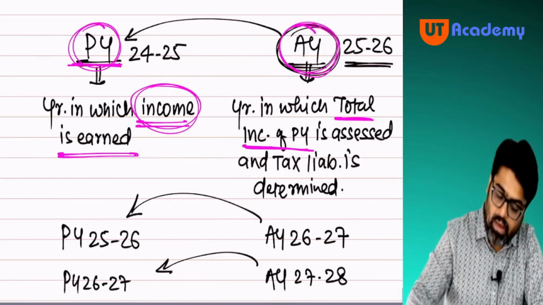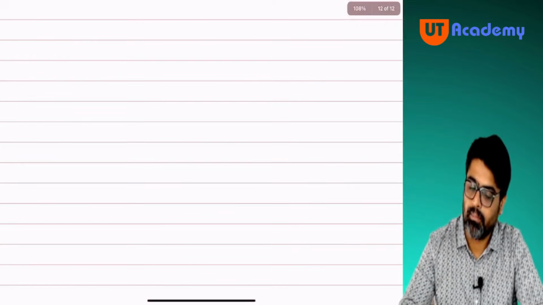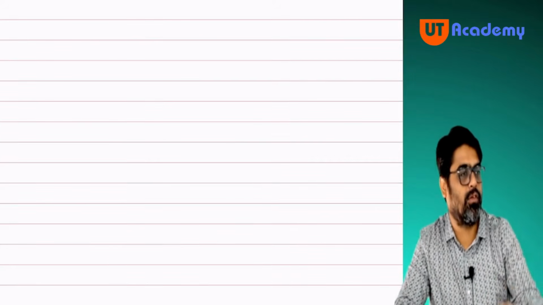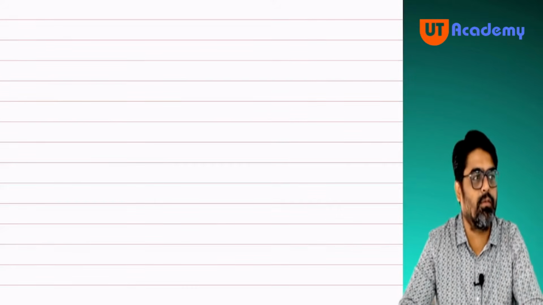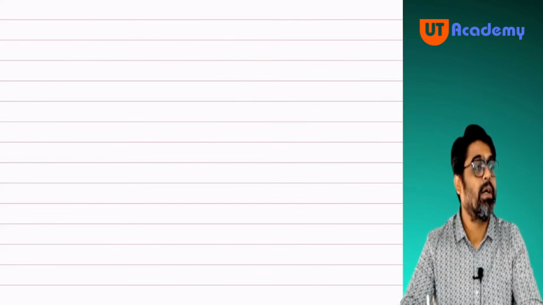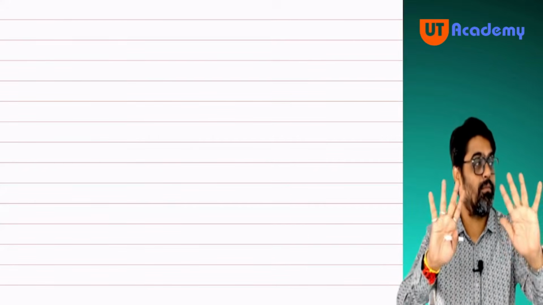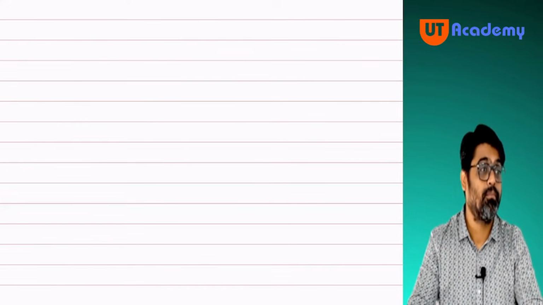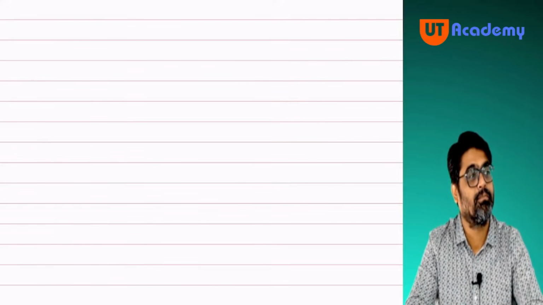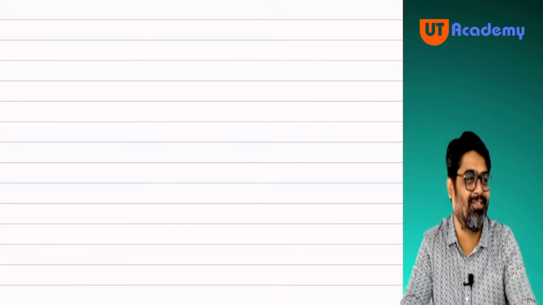Getting my point? Now, I would like to ask you, if somebody tells you to define previous year, come on, define previous year. Previous year is the year in which the assessee earns the income. That is the definition? Wrong. That is not the definition of previous year. That is what you do in the previous year. I have not yet told you the definition. I am yet to talk about that. But what you do in the previous year, I have told you.